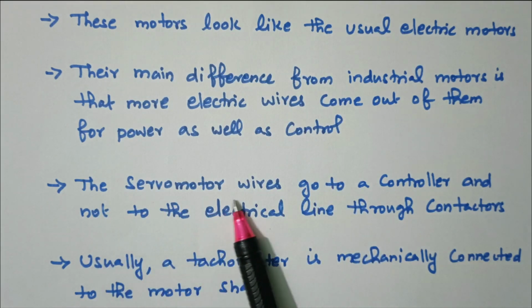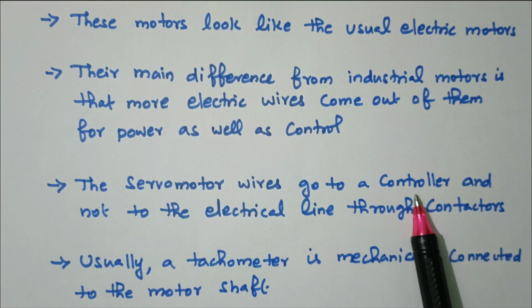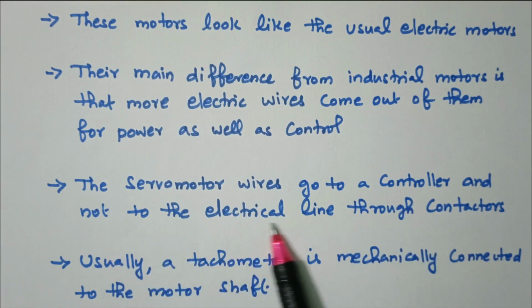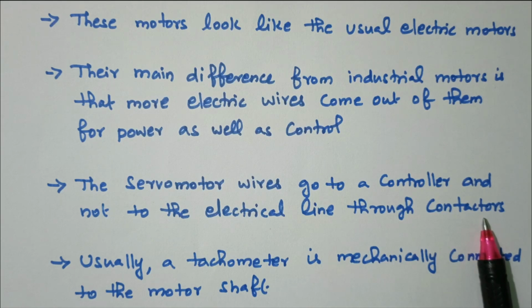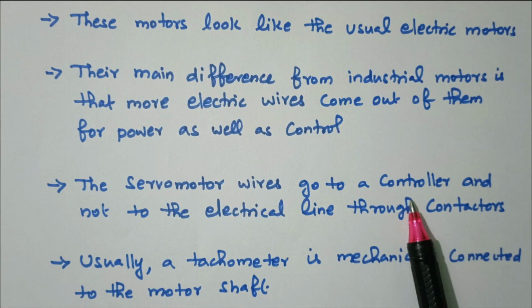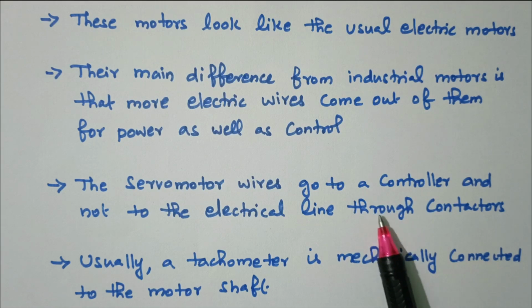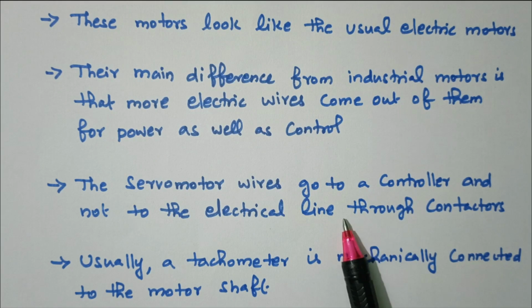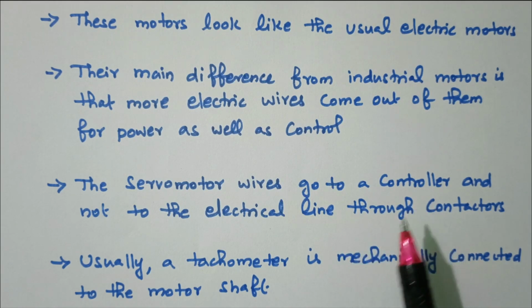The servo motor wires go to the controller and not to the electric line through the contactors. Only 2 lines go to the electric supply, the other wires go to the controller. This controller will manage the DC servo motor or AC servo motor. It gives the instructions for rotation and speed; everything is given by the controller.